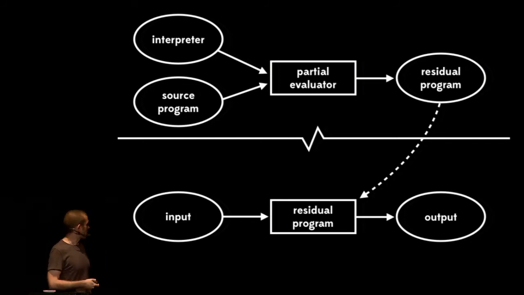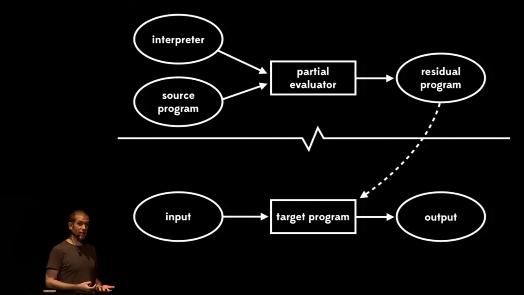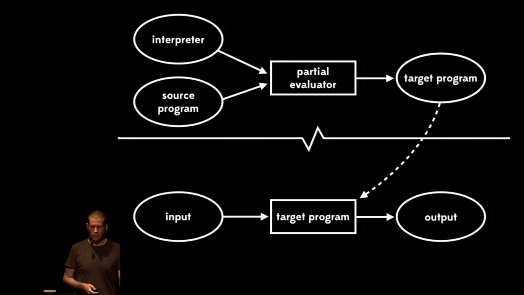But when he thought about this, he thought, well, this thing down here that takes the input, and when we run it, we get the output. Normally, we call that the target program. That's a version of the original program that runs on the underlying machine. That's what the target program is. So that means that what I got out of the partial evaluator here was a target program.